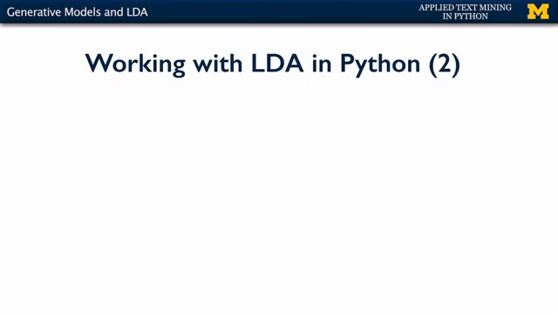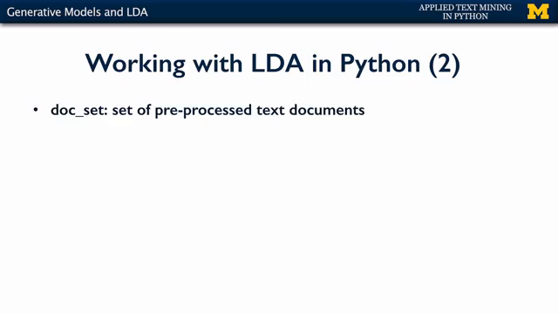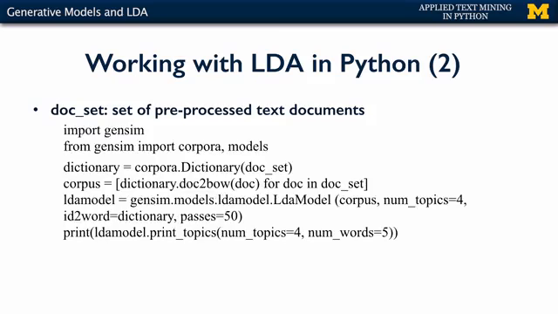So once you have built the mapping between the terms and documents, then suppose you have a set of preprocessed text documents in this variable doc set, then you could use gensim to learn LDA this way. You could import gensim, and specifically you import corpora and models. First, you create a dictionary. Dictionary is this mapping between IDs and words. Then you create a corpus, going through all the documents in the doc set and creating a document to bag of words model. So this is the step that creates the document term matrix.